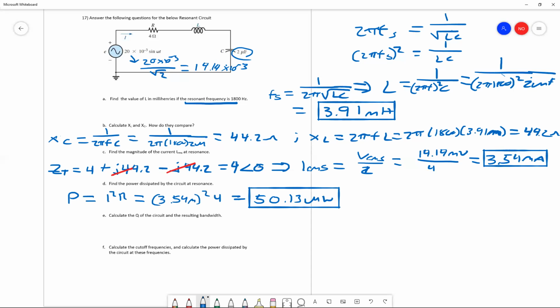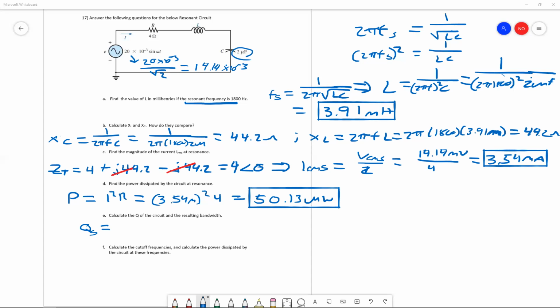So the next step they want me to do is find the Q value of the circuit. So calculate reactive power of the circuit and solve for the resulting bandwidth. So what we have here is a Q. I know this is a bit of the confusing part of this unit. This Q does not stand for reactive power, okay?